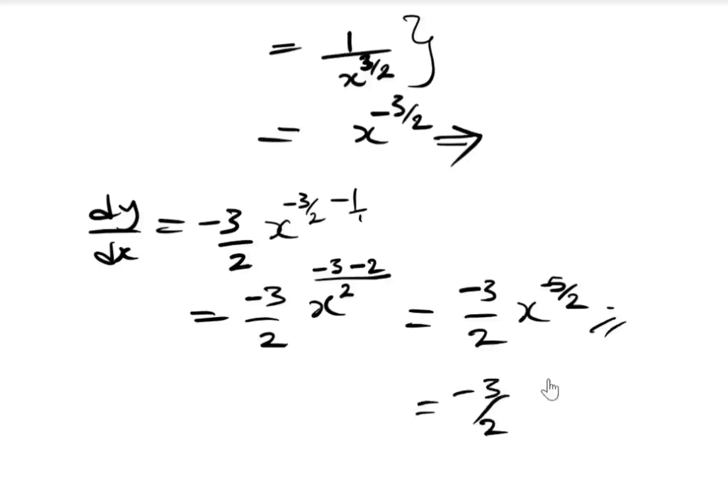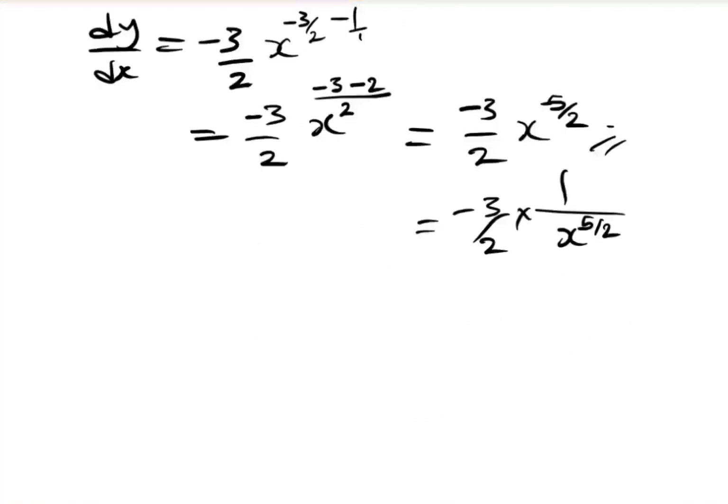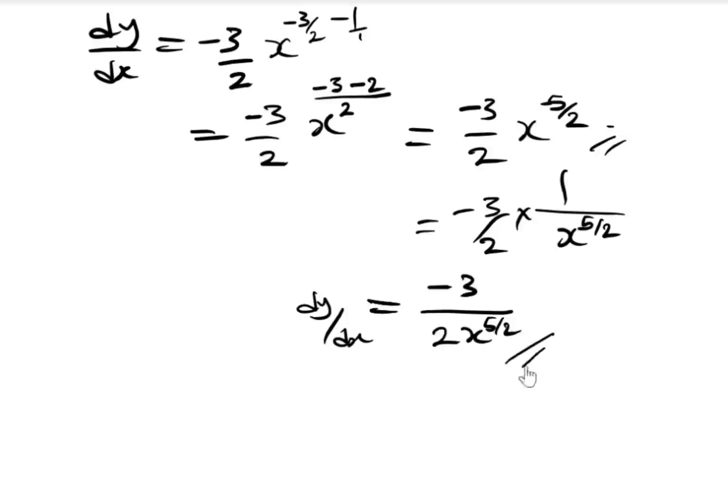And this is our final answer, although you can simplify further, which is minus 3 divided by 2 multiplied by 1 divided by x raised to the power 5 divided by 2. And in this case, our dy dx will be equal to minus 3 multiplied by 1 will give me minus 3. And 2 multiplied by this expression will give me 2 power x. So this is our final answer.